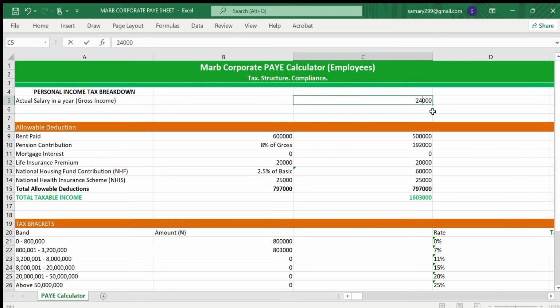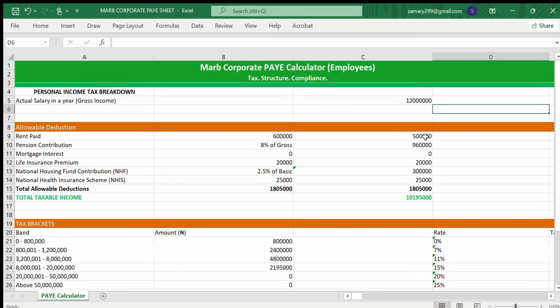If we increase this from 2.4 million, let's increase this to 12 million naira. 12 million. So let's say your monthly salary is 1 million naira every month. So that will give us 12 million naira annually.